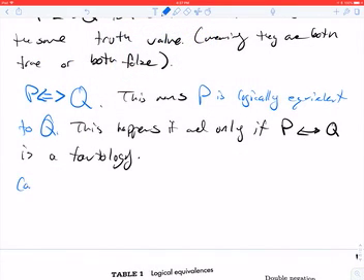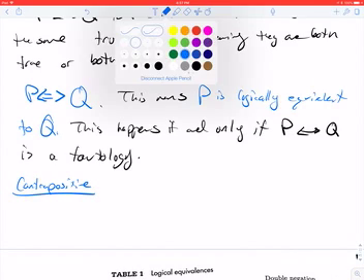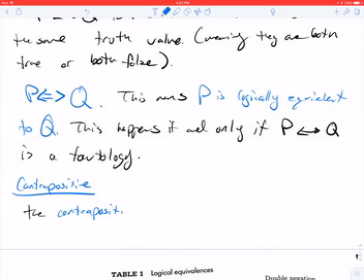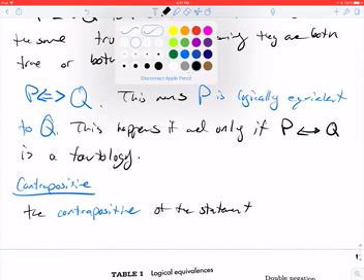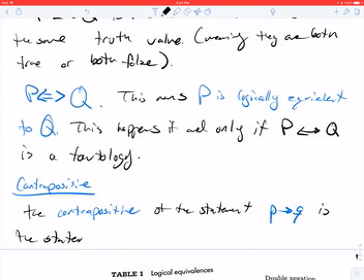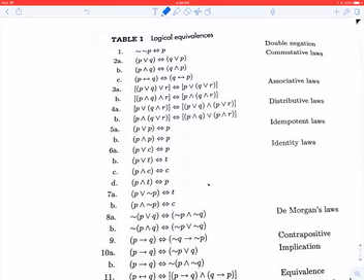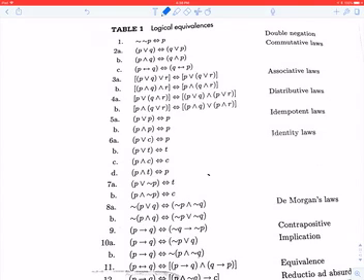So then the contrapositive of the statement P implies Q is the statement not Q implies not P. So some logical equivalences: not not P is P, so there's a double negation, and so on and so on. How many more do we have? Oh, we have a good amount. Yeah, it keeps going.